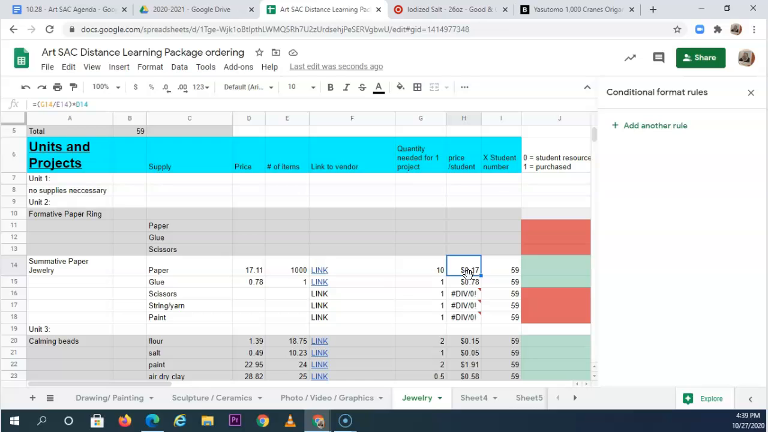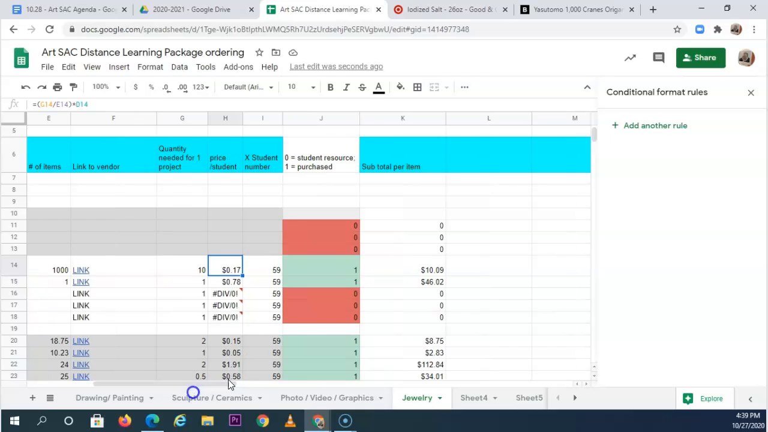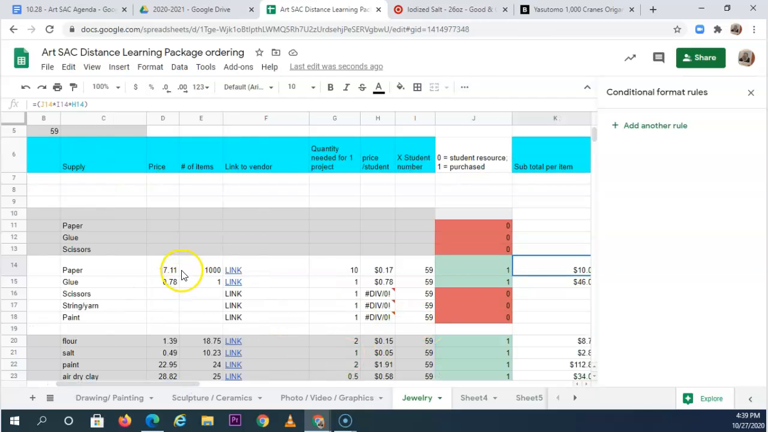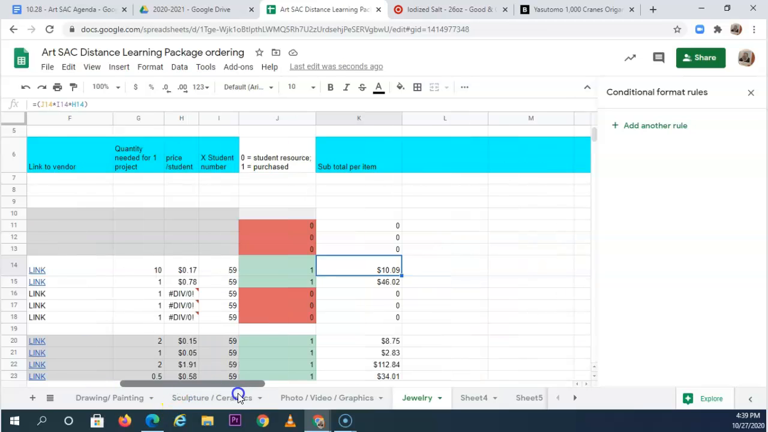it's going to cost 17 cents per student to give them all 10 sheets of this origami paper. And since I have 59 students, second trimester, that's going to cost $10.09 roughly. Now, it's really going to cost me $17.11 to just buy the pack of paper, but that's negligible, right?